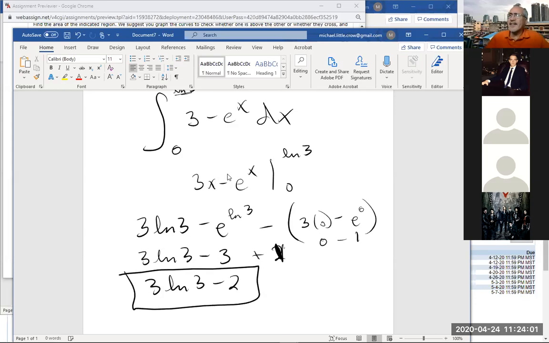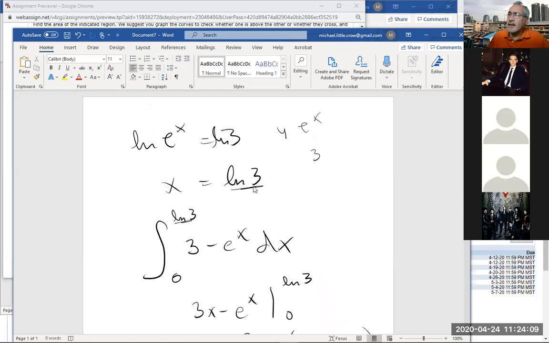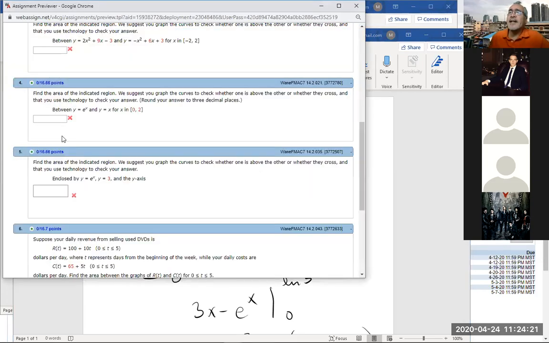Does that help? And for y equals e to the x and y equals x, do you use the same setup? Yeah, you would use the same setup. The thing is, though, we don't have to find the point of intersection because they give us, it's going from 0 to 2.